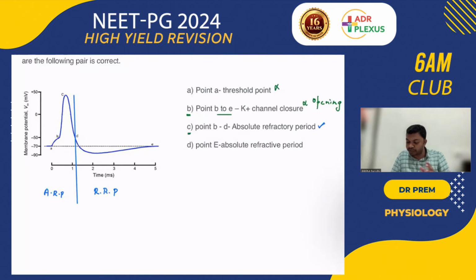And let us look at option D as well. Point E is going to be absolute refractory period. Wrong. Point E is threshold. So for this question, guys, the right answer is going to be C. Very good, Dr. Giri. Very good, Dr. Hari Prasad. So for this question, C is the right answer.